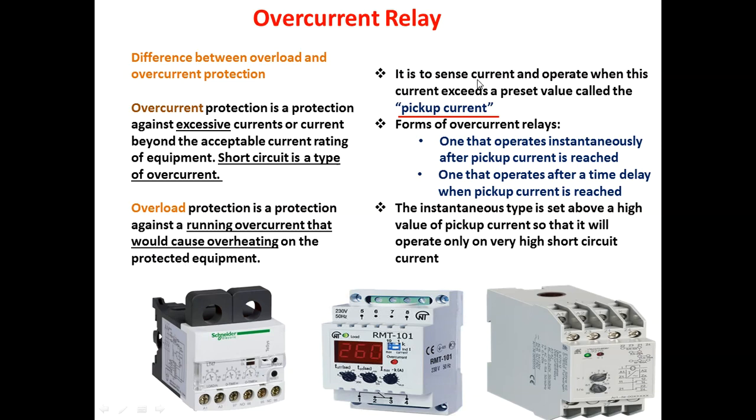So the overcurrent relay senses the current and operates when this current exceeds the preset value called pickup current. There are forms of overcurrent relays. One that operates instantaneously after a pickup current is reached, while others operate after a time delay when pickup current is reached. The instantaneous type is set above a high value of the pickup current so that it will operate only on very high short circuit currents.